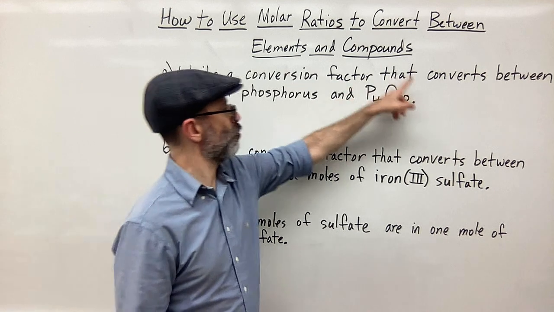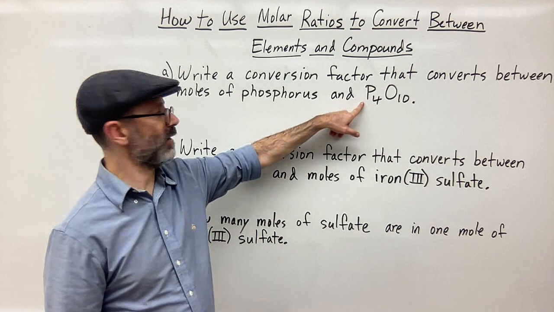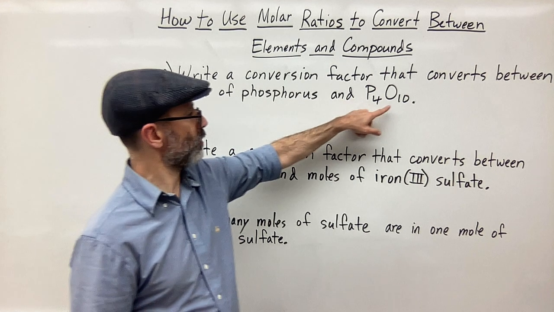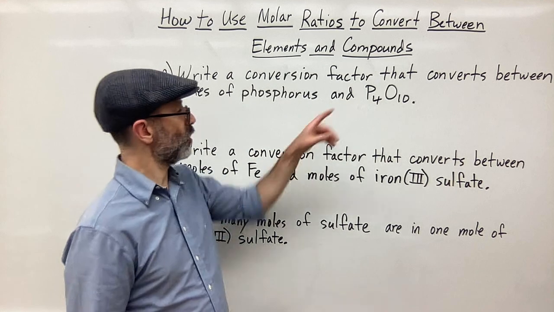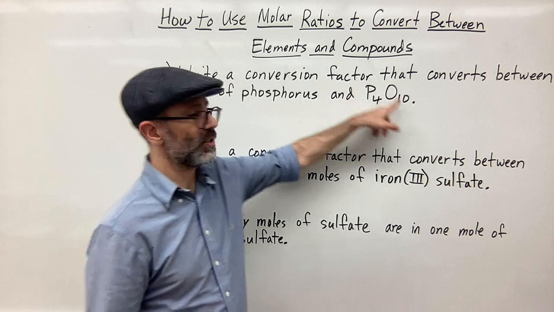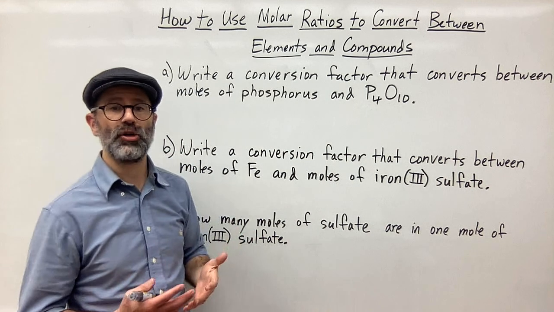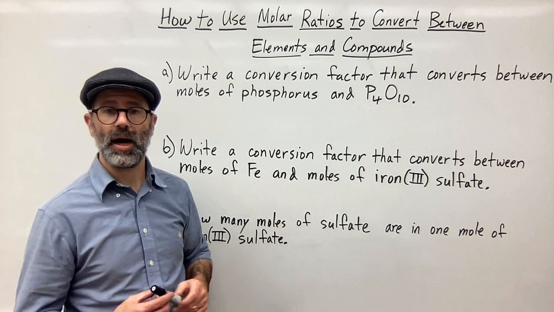So if I have 2 molecules of P4O10, then I would have 8 atoms of phosphorus total, and 20 atoms total of oxygen. And it would still be a 1-to-4, 1-to-10 ratio if I simplify it. So the ratio isn't going to change no matter how many of these molecules I have.